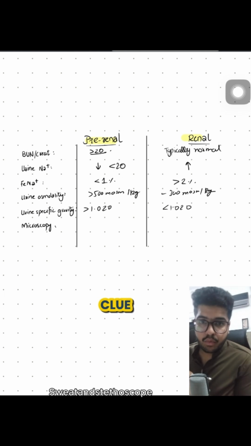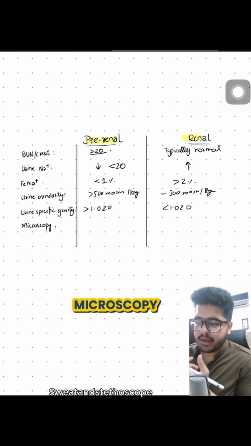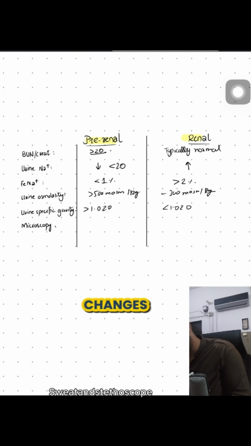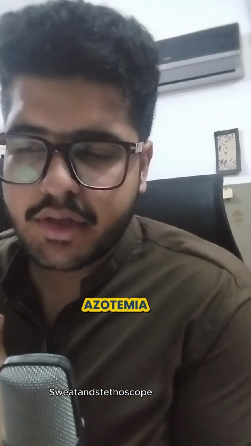And one more clue that is actually a buzzword in the question, that is renal microscopy of the kidney. If you see hyaline casts, then it is prerenal azotemia. If you see words like muddy brown casts, then think about renal azotemia.